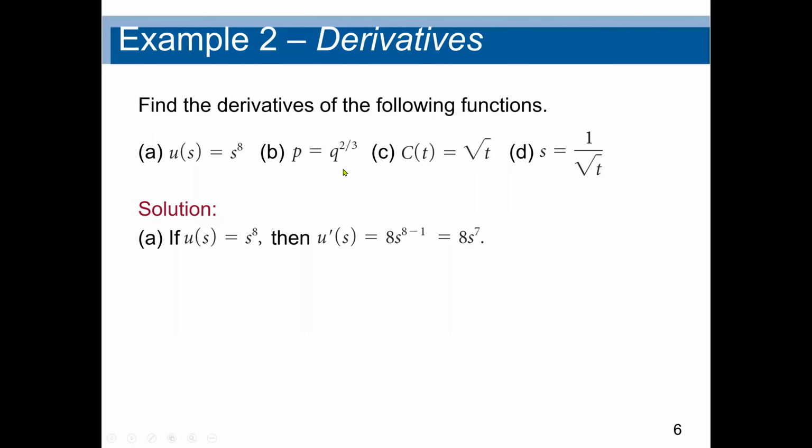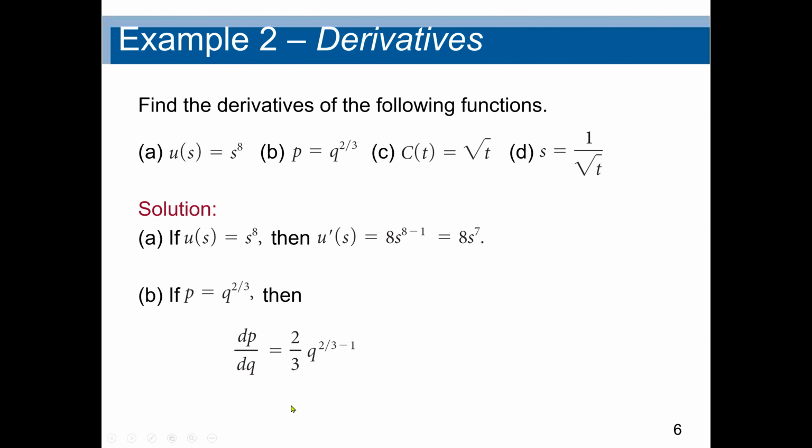The b is also the same thing. We get 2/3 minus 1, which will be our exponent. And the coefficient will be 2/3 times 1. So we get 2/3 q raised to the power negative 1/3. Since the exponent is negative, we can bring it down to the denominator. Then we change the exponent to positive. So the answer will be 2 divided by 3 times q to the power 1/3, or cube root. And we can see the answer here.